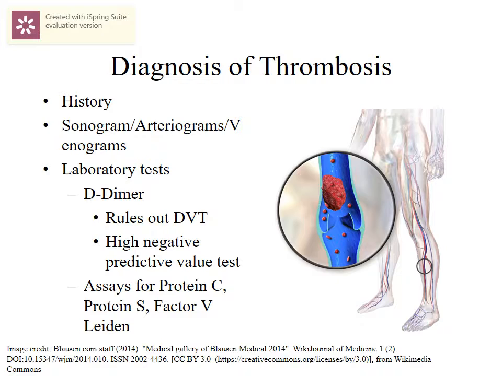Diagnosis of thrombosis includes history, sonogram, arteriograms, and venograms, so diagnostic imaging tests. A D-dimer test is a test for fibrin split products, or the byproducts of clotting. So if there is a blood clot, the body will be trying to remove that clot, and the D-dimers, those byproducts of clotting, should be elevated. This test has a high negative predictive value. That tells you that if this test is negative, there's a very strong likelihood that the symptoms that the person is experiencing are not related to a blood clot.